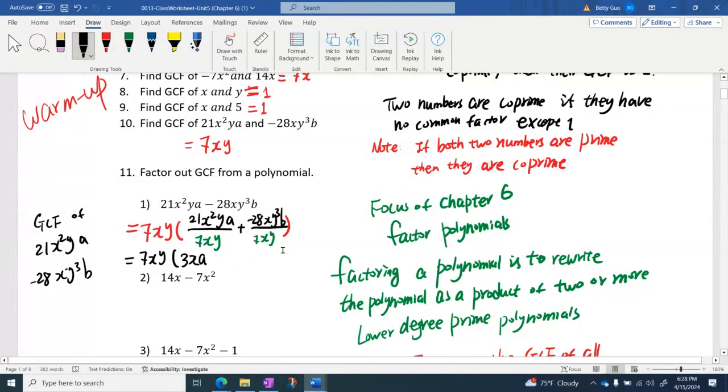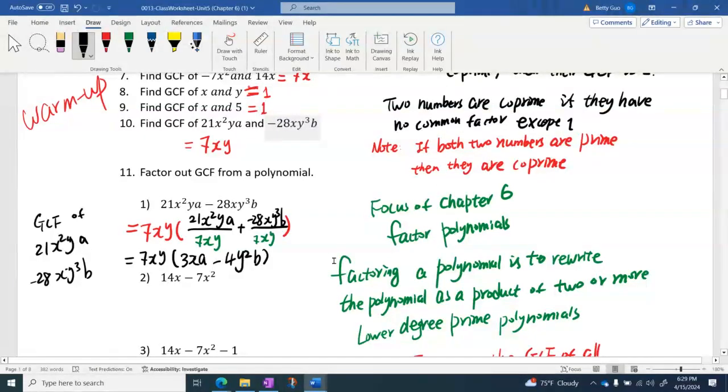And the second term, the second quotient, since the numerator is negative and the denominator is positive, we are going to have a negative term. Negative 28 divided by 7 is negative 4. X over x, they cancel. Y cubed over y. Y cubed is y times y times y, and divided by y, so we are going to have 2 y's in the numerator, so y squared. And the b remains in the term. And there we go. And that's it.